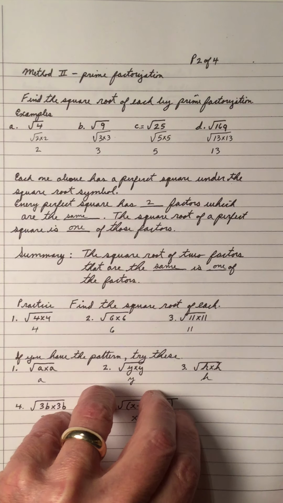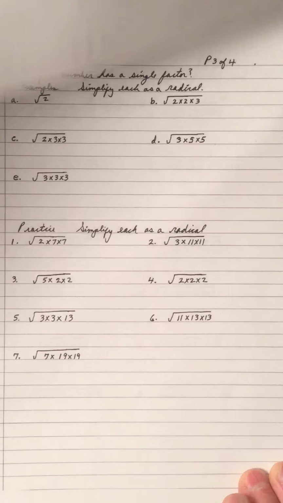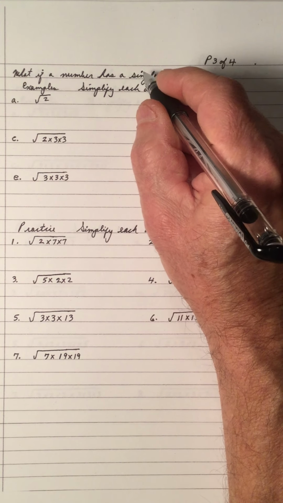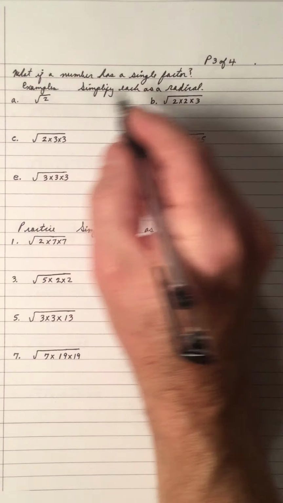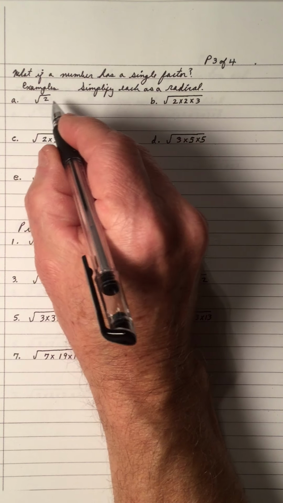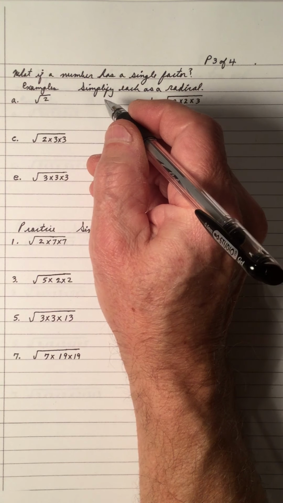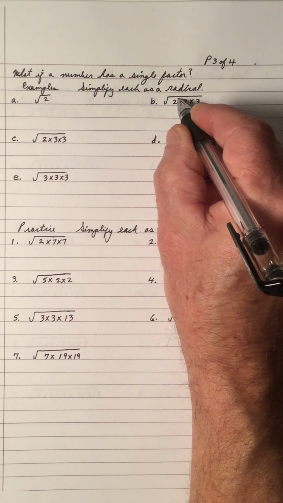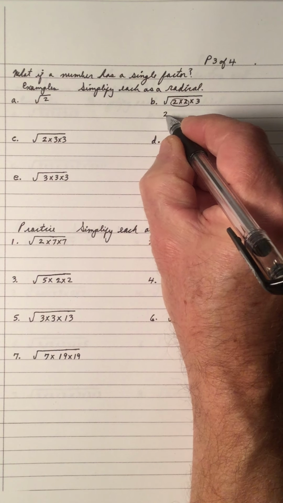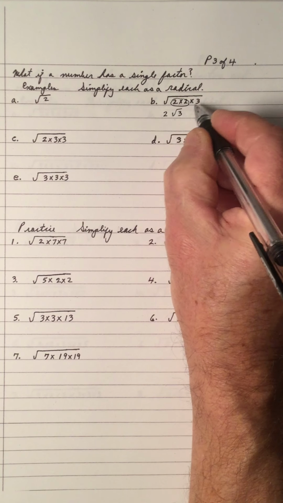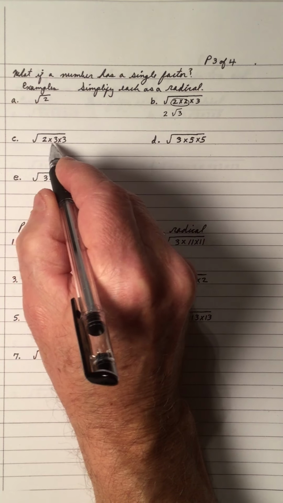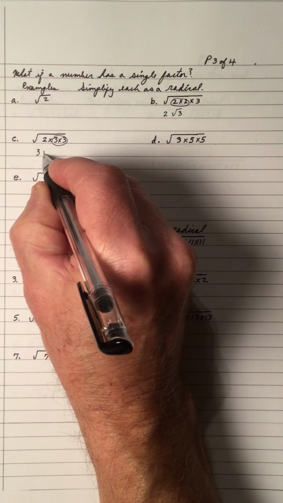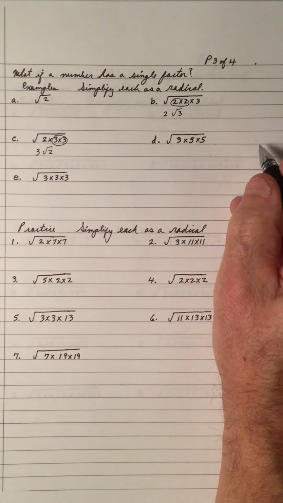Let's continue. Knowing this pattern, what if a number has a single factor besides the 2 that are the same? Simplify each radical. Root 2 cannot be simplified because it only has 1 2. 2 times 2 times 3, we have 2 2's, so we take one of them out, and we let the other one stay. 2 times 3, we have 2 3's, so that's a 9, so we take one of them out, and we let the 2 stay because there's only one of them.